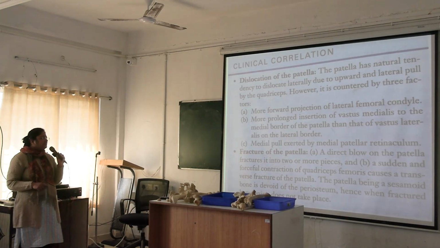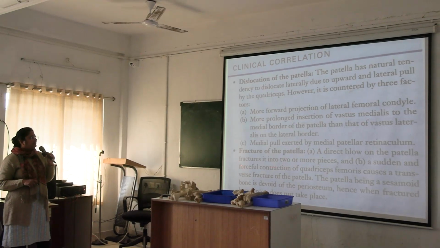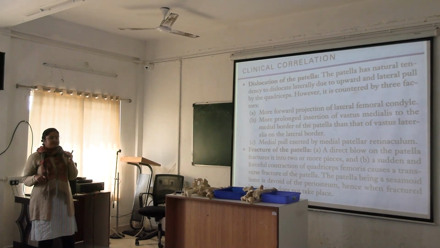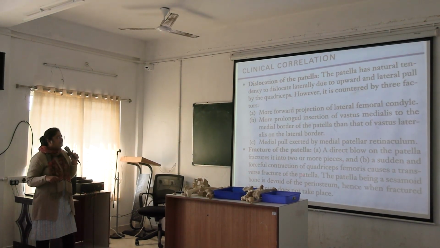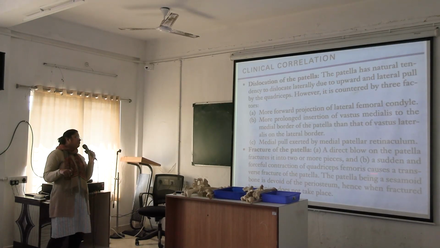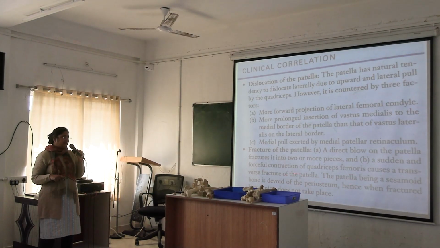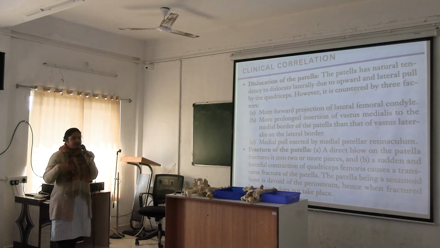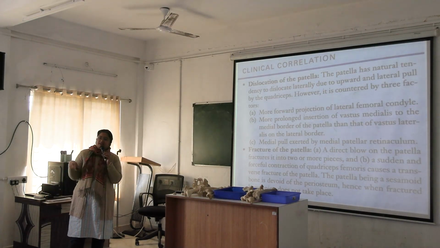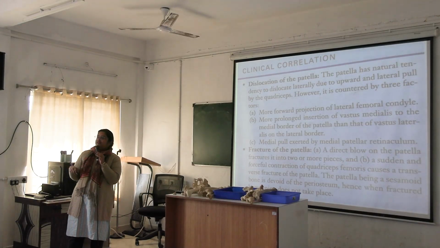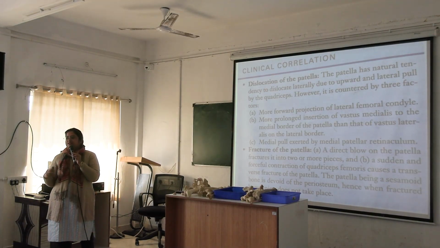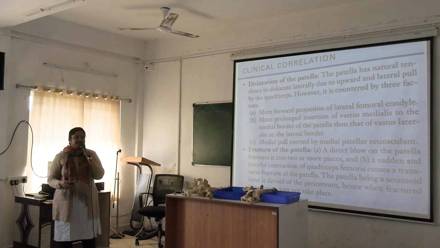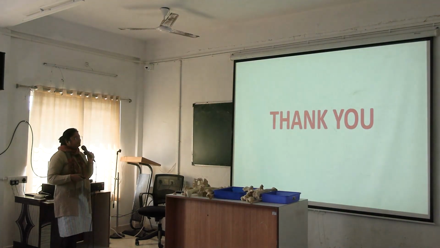Next we are going to fracture of patella. A direct blow on the patella fractures it into 2 or more pieces. A sudden or forceful contraction of quadriceps femoris causes a transverse fracture of the patella, and the patella being a sesamoid bone, it is devoid of periosteum, hence when fractured bony union does not take place. You have to do wire fixation, circumferential wire fixation of the patella. There will be no healing because it has no blood supply. Sesamoid bone. Okay, that's all.